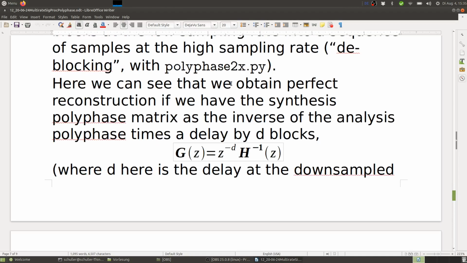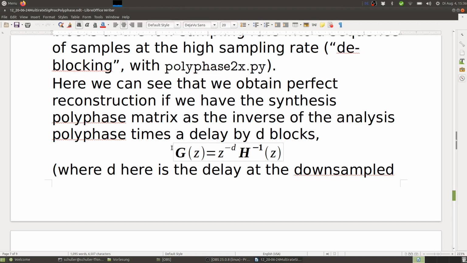Here we can see that we obtain perfect reconstruction if we have the synthesis polyphase matrix as the inverse of the analysis polyphase matrix times a delay by d blocks. In general, we can have a delay by some number of samples. It doesn't need to be blocks, but here it turns out to be convenient to just have an integer number of blocks, because then we can just write it as z to the minus d.